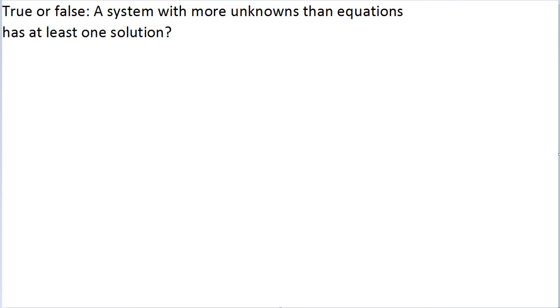Hi everyone. In this tutorial, we'll be discussing a question: whether a system with more unknowns than equations has at least one solution. Let's give an example of a system that we have done before with more variables or unknowns than equations. Here is an example of a system.